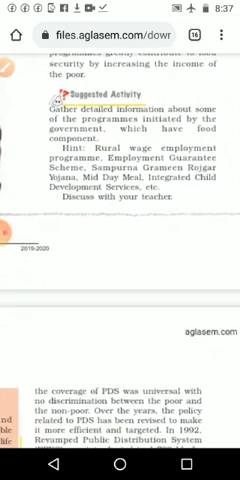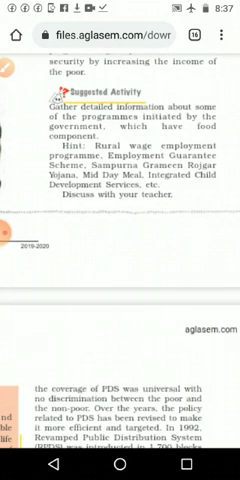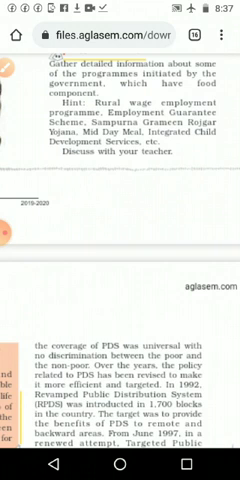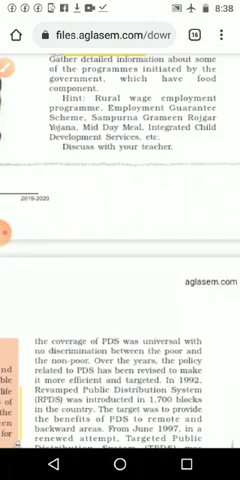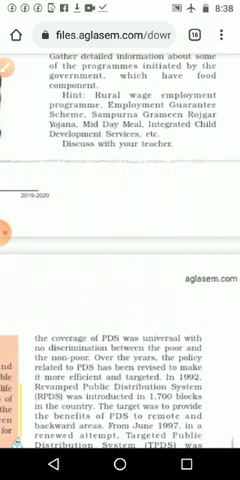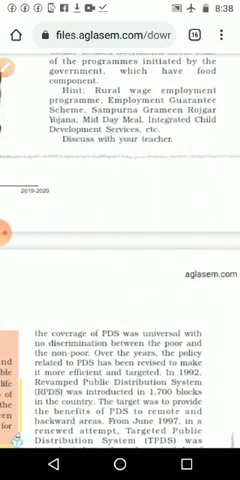Then the suggested activity: gather detailed information about some of the programs initiated by the government which have food components. You can study which one? One is the midday meal program, which started in Tamil Nadu only. Afterwards, the Supreme Court told the other states to start it everywhere. Then the hint: rural wage employment program, employment guarantee scheme, Sampurna Gramin Rozgar Yojana, midday meal, Integrated Child Development Services. Any one you can think of, and you can collect the information about that one for your understanding.